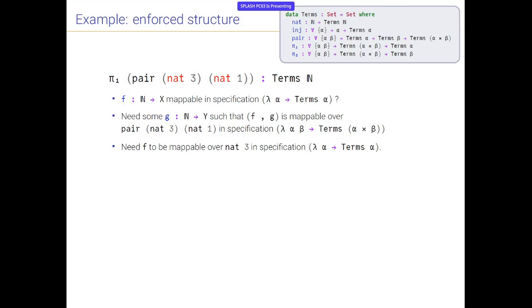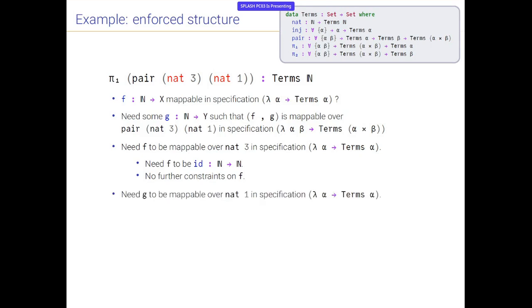Well, we can't map anything over something which is of the form nat3, or nat any other natural number, except the identity on n, because nats can only accept natural numbers. So we need f to be the identity on natural numbers. And of course, there is no further constraint on f because it's already quite constraining, right? And then we do the same job on g. And so we need g to be mappable over nat1, and that entails that g needs to be the identity on the natural numbers. And we stop there.